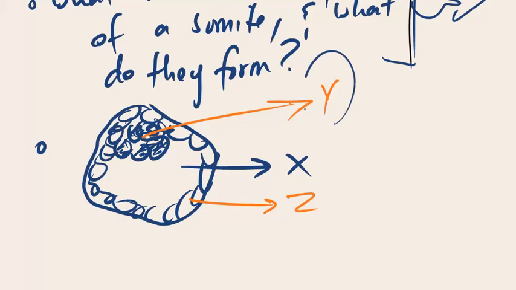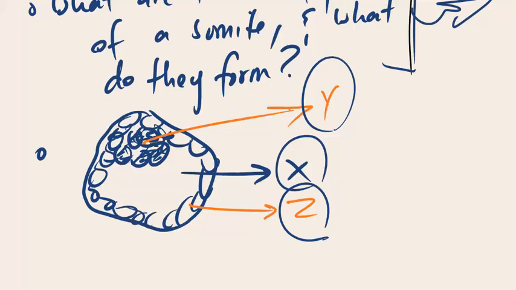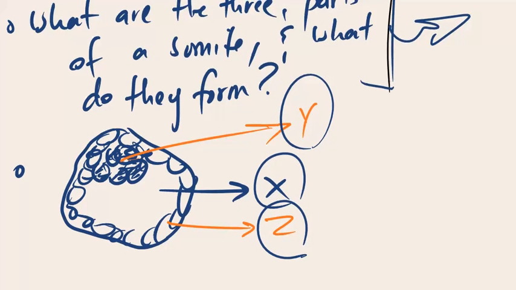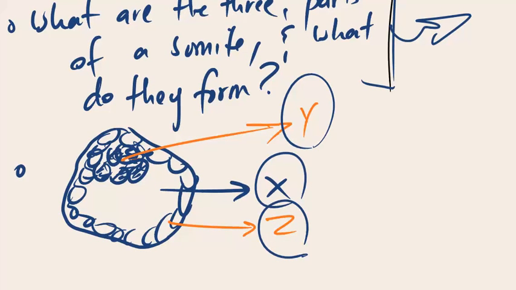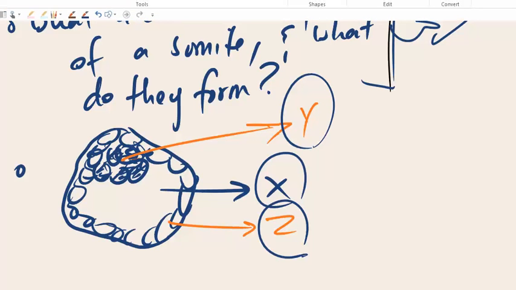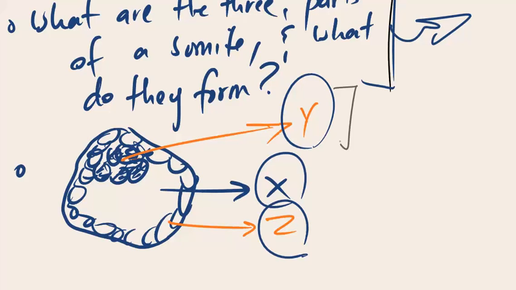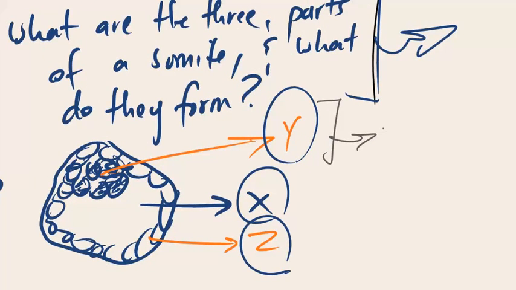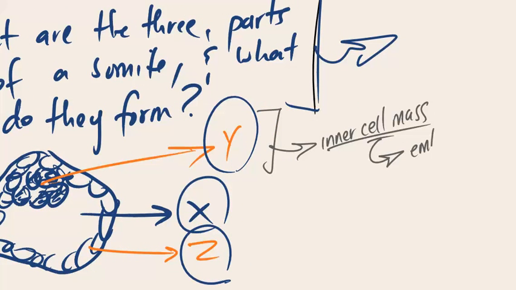Okay, so we got Y, X, and then Z. So what is Y? Is that the epiblast or is that the inner cell mass? Remember, the epiblast and hypoblast come from the inner cell mass. So Y is the inner cell mass, also called the embryoblast. It will become the embryo, but it will further differentiate into the epiblast and hypoblast, and it's the epiblast that we're concerned with.